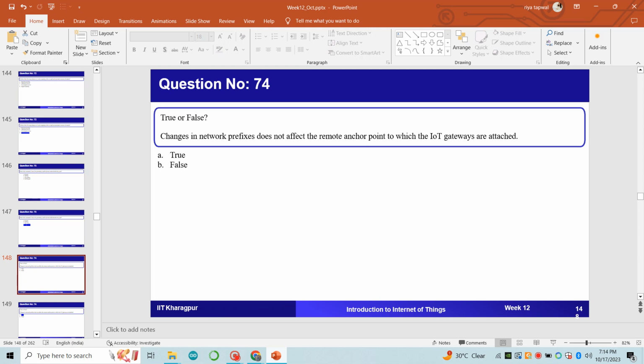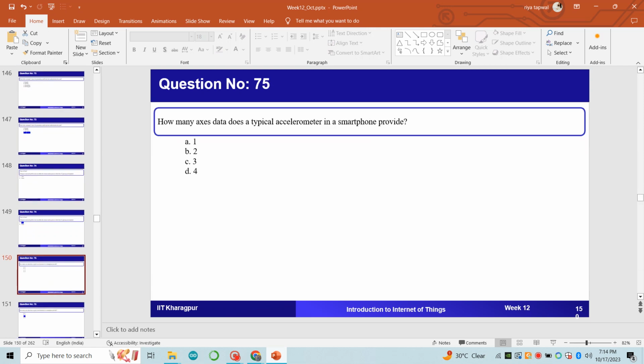Change. False. Okay, anyone else? So option A. True. Yes, this statement is true.